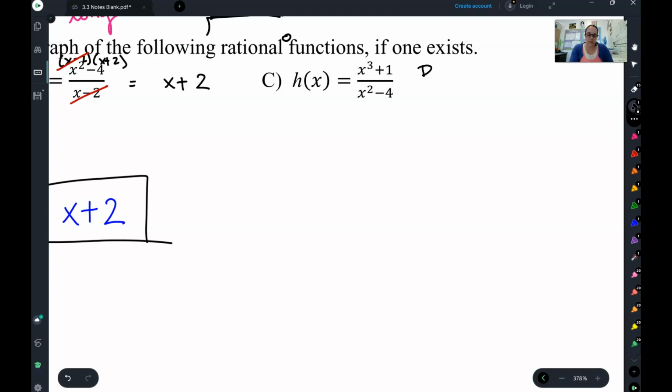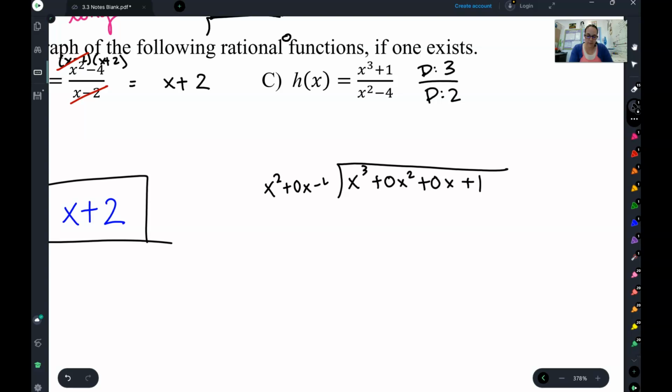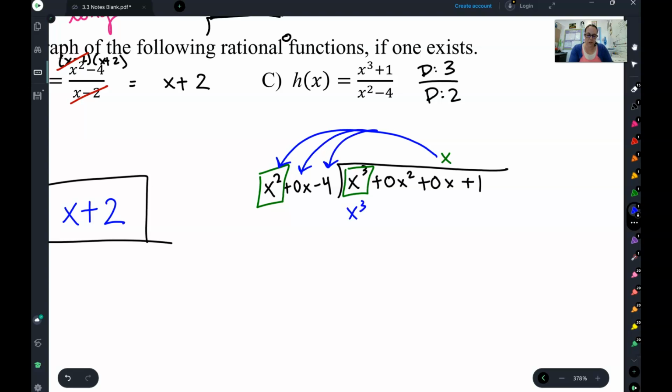C. Degree on top is 3. Degree on bottom is 2. This is top heavy, so we do need to do long division. Don't forget your placeholders. And now we do our division like normal. X squared times what is x cubed? That's an x. Notice I put it in the x column. Distribute in. X times x squared is x cubed. X times 0x is 0x squared. And negative 4 times x is negative 4x.